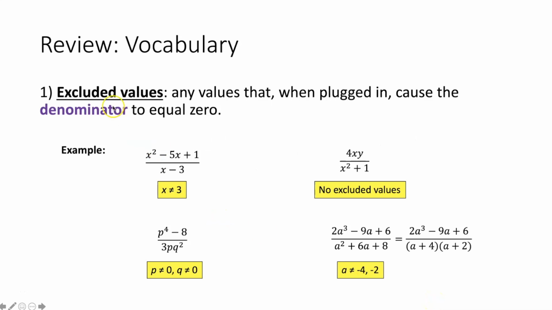First thing we're talking about is an excluded value, or excluded values. Those would be any values that when plugged in cause the denominator to equal 0. So when we're dealing with rational expressions, those would be fractions where the numerator and denominator are both polynomials. Any value of your variable that would cause the denominator to equal 0 is going to be classified as an excluded value because you can't have your denominator equal 0, otherwise your rational expression will be undefined. If you're not sure how to find your excluded values, just take your denominator, set it equal to 0, and solve for your specified variable.